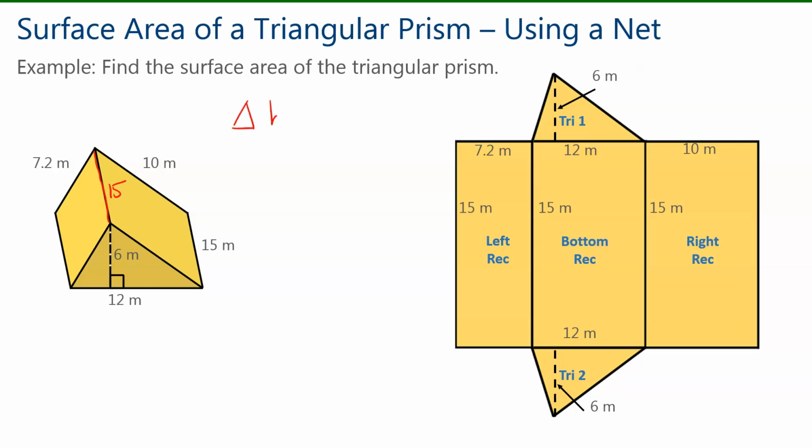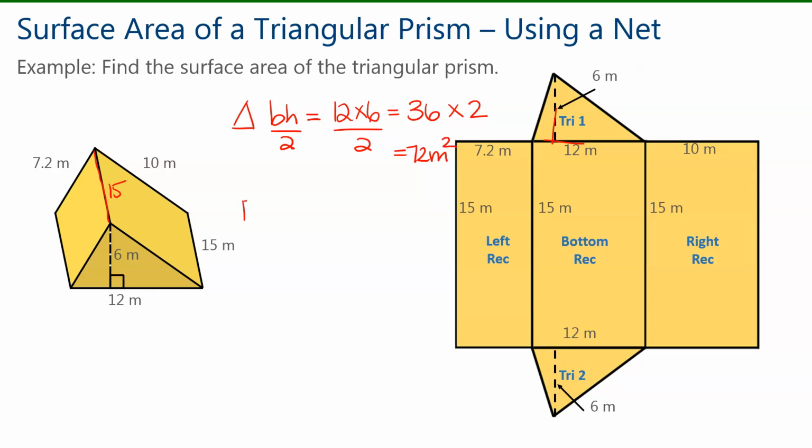So a triangle is base times height divided by 2. So looking at my triangle, I can see that my base and height are 12 by 6. So 12 times 6 divided by 2, that gives me 36. And of course I have 2 triangles. So 36 times 2, I get 72 meters squared.